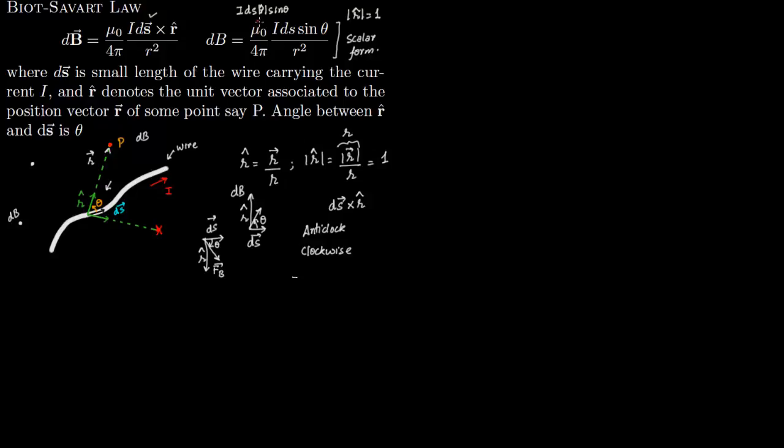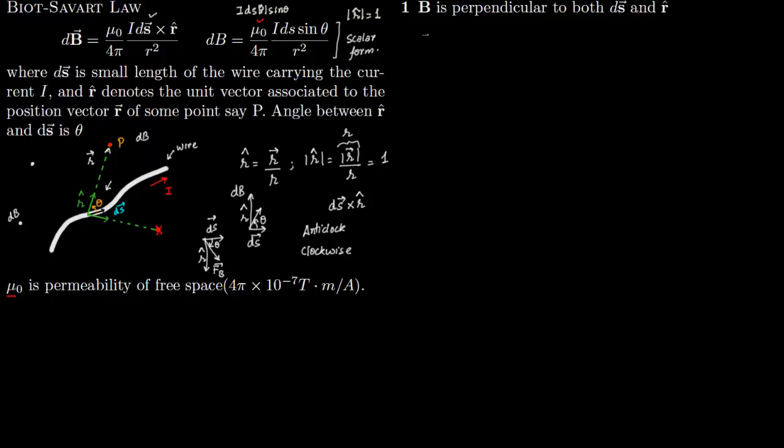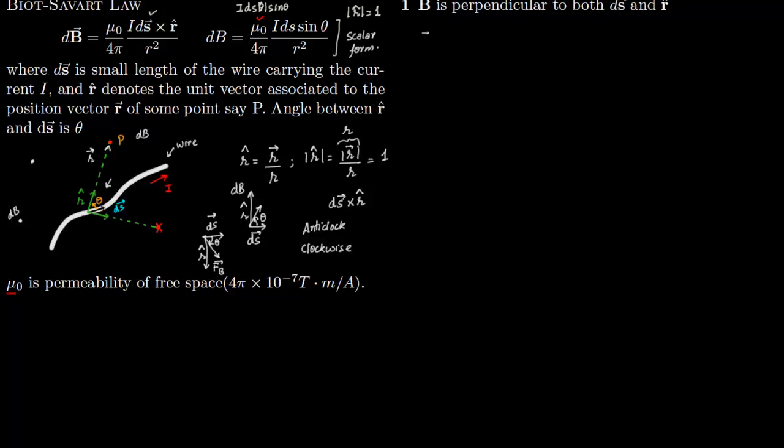Now what is this mu naught? This mu naught is called the permeability of free space, and it is 4 pi times 10 to the power of minus 7 Tesla meters per ampere. Now let us discuss the properties of the Biot-Savart law.